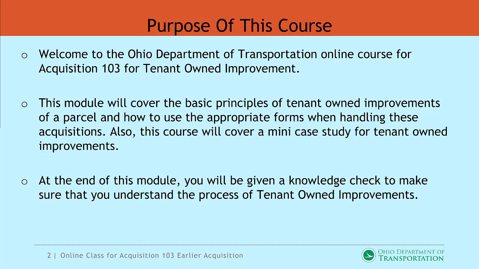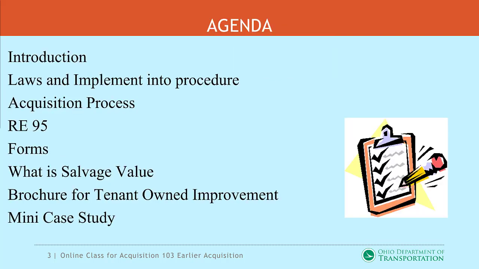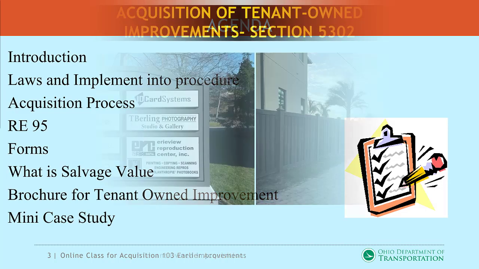At the end of this module, you'll be given a knowledge check to make sure that you understand the process of tenant-owned improvements. Looking at the agenda, we're going to be looking at a small introduction, the laws that are implemented into the procedures, acquisition processes, the RE 95. We're going to be looking at other forms that go along with the tenant-owned improvements. What is salvage value? And we're going to be looking at the brochure for the tenant-owned improvement and then the mini case study.